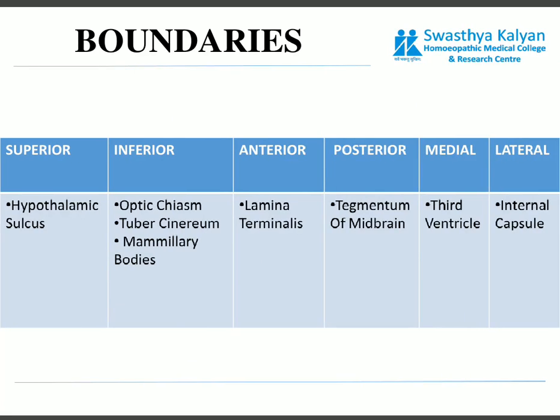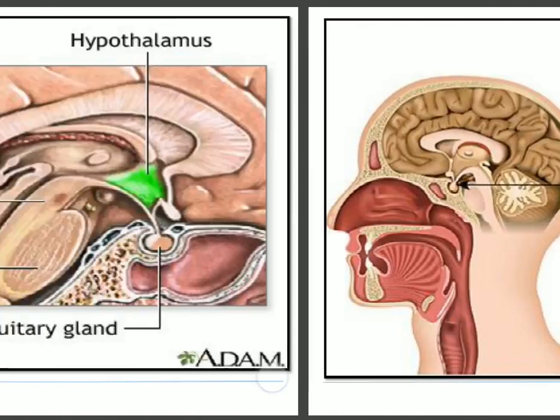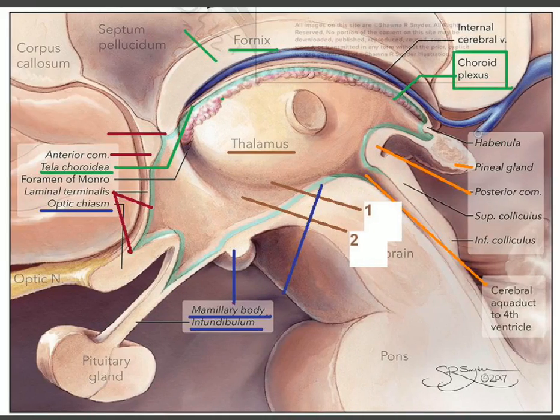So the boundaries of the hypothalamus: the superior boundary is formed by the hypothalamic sulcus. Inferiorly, it is formed by the optic chiasma, the tuber cinereum, and the mammillary bodies. We had already discussed them when we talked about the third ventricle. You can see in the figure here, this is the optic chiasma, and this is going to be the inferior boundary. This is the superior boundary, that is the hypothalamic sulcus. The inferior boundary is formed by the optic chiasma, the tuber cinereum, and the mammillary bodies.